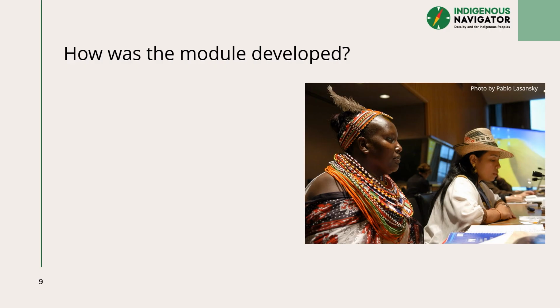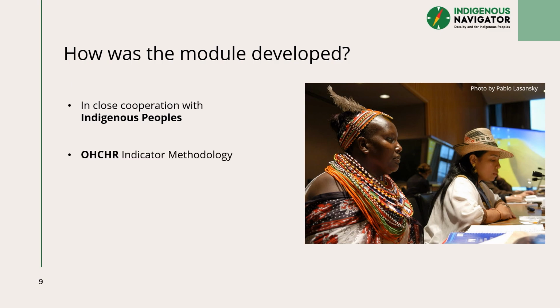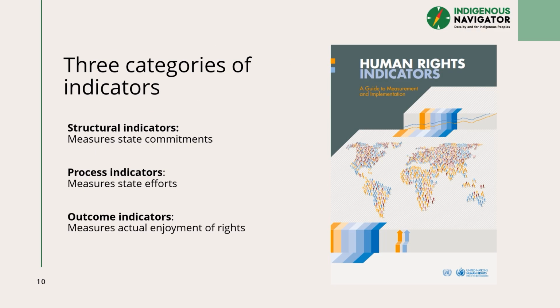How was the module developed? The surveys have been developed in close cooperation with Indigenous peoples organizations and follow the methodology which has been used for the primary Indigenous Navigator surveys. They are therefore built on the Office of the High Commissioner for Human Rights, or OHCHR, methodology for human rights indicators and, for the purpose of the Indigenous Navigator, anchored in UNDRIP. The methodology calls for the development of 3 categories of indicators: structural, process, and outcome indicators.